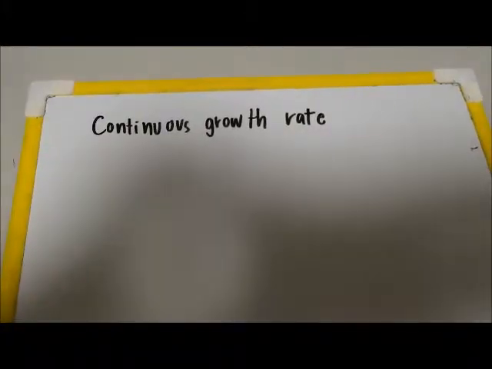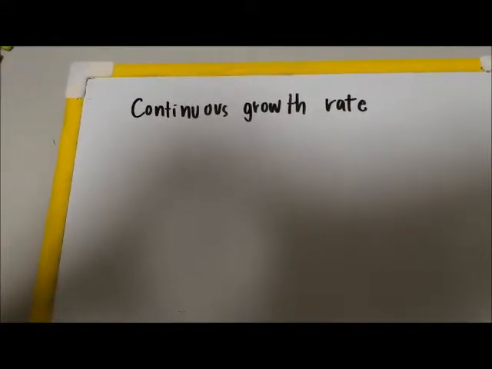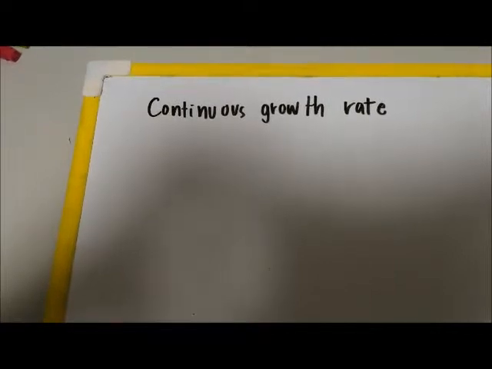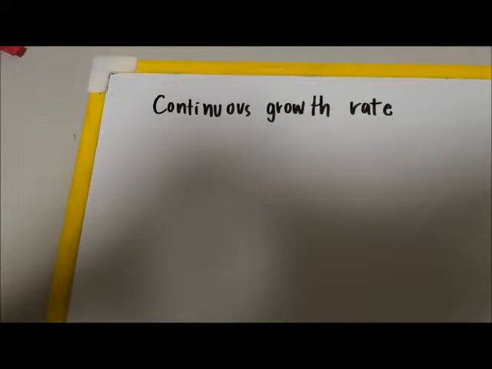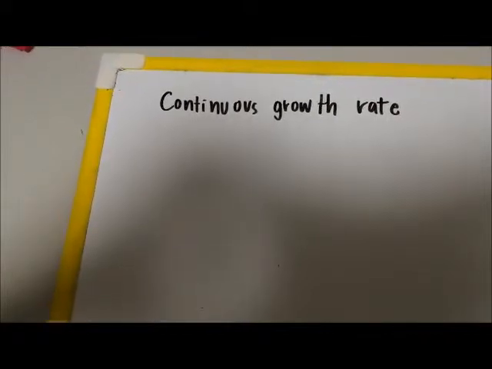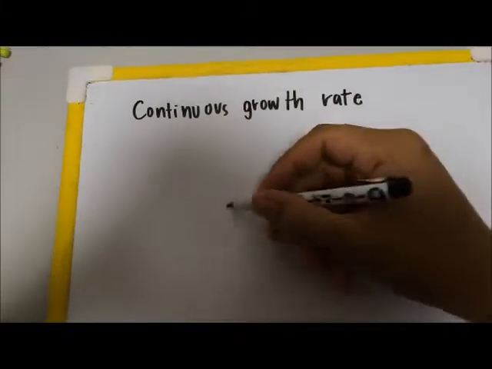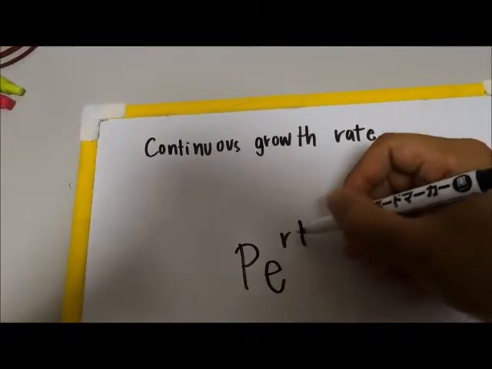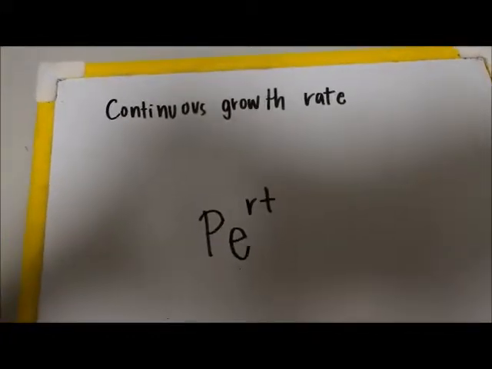Now let's move to the second main point. The second main point is continuous growth rate. Continuous growth rate operates like an interest rate that is continuously compounded. If a quantity has a continuous growth rate of R per unit time, then after T time units, an initial amount P grows to P times e to the power R times T. Let's talk about an example.